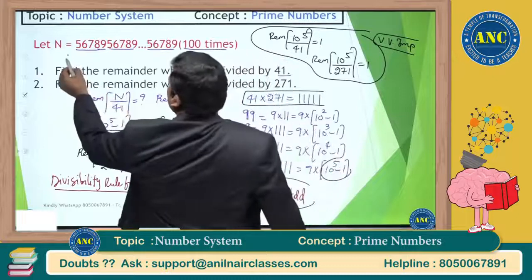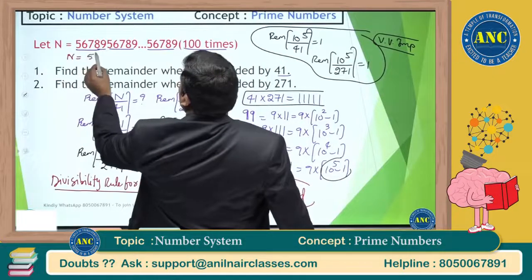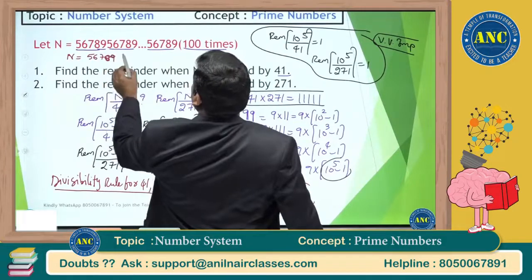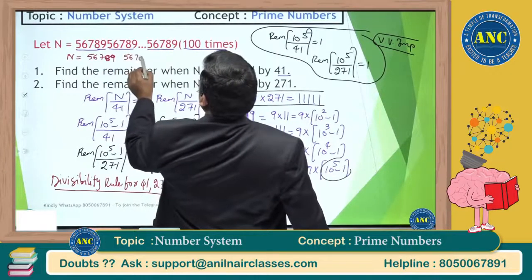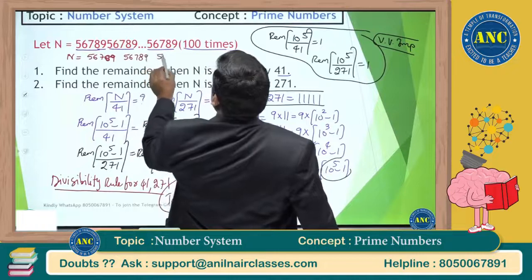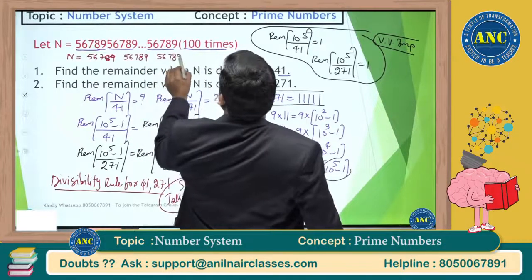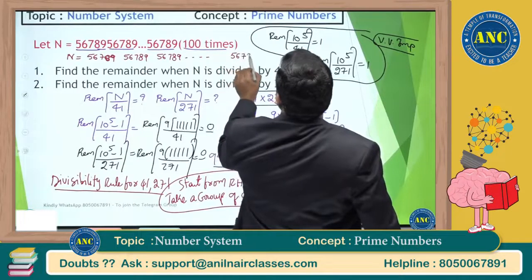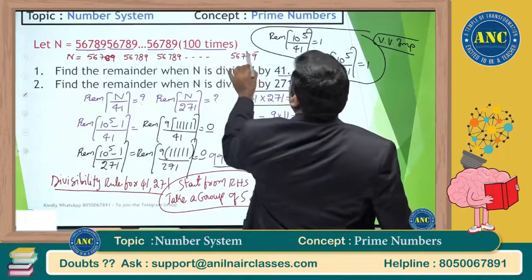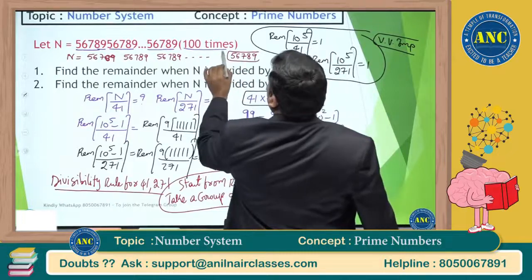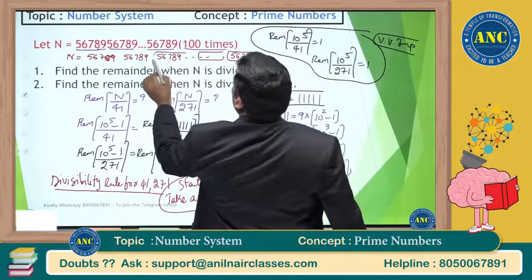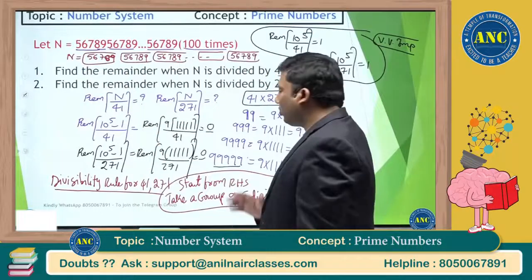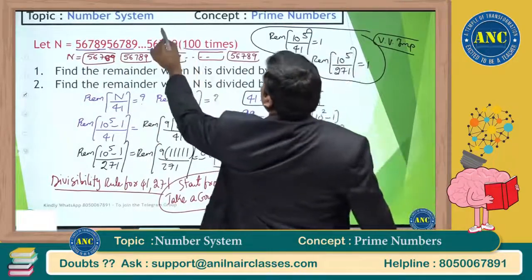So the question is, N is 5, 6, 7, 8, 9, next 5, 6, 7, 8, 9, next 5, 6, 7, 8, 9. Like that, 100 times it is written. If I take one group, another group, another group, totally how many groups are there? 100 groups are there.